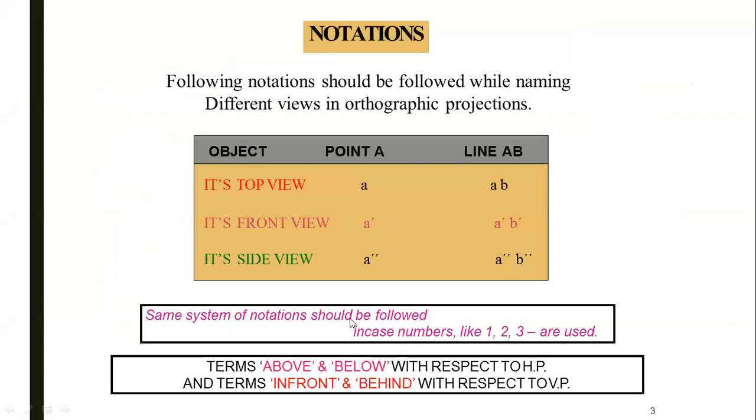Now, this is all about the notations. How to view the naming. For front view we use a dash, while for top view we use normal a, and for side view a double dash.